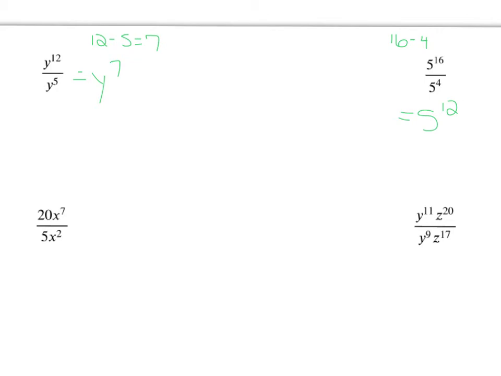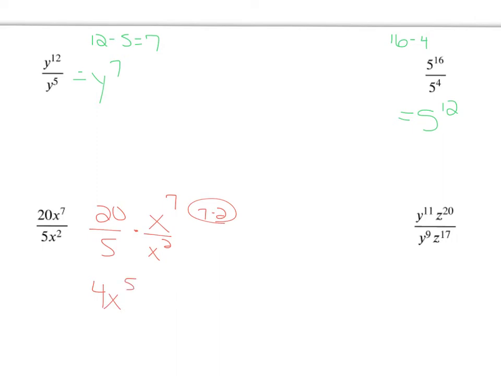20x to the 7th over 5x squared. I'm going to take the 20 over 5 by itself, and I'm going to take x to the 7th over x squared by itself. Well, 20 divided by 5 is 4, and then x to the 7th divided by x squared, I'm going to do 7 minus 2, and I'm going to get x to the 5th.